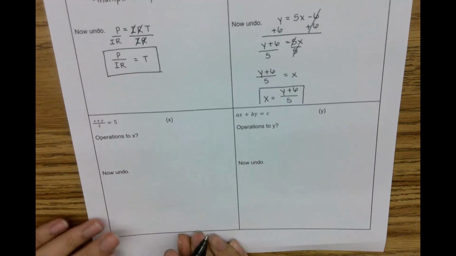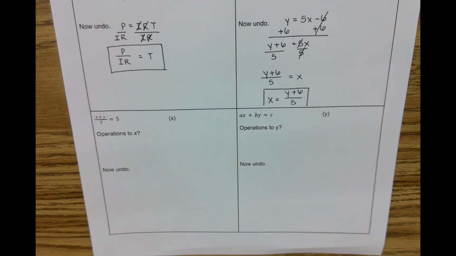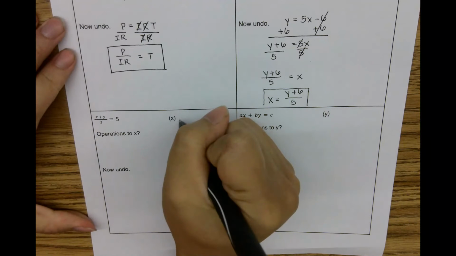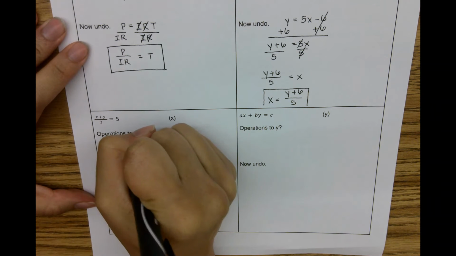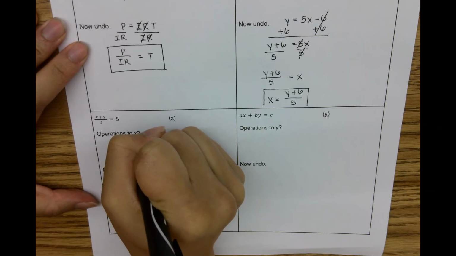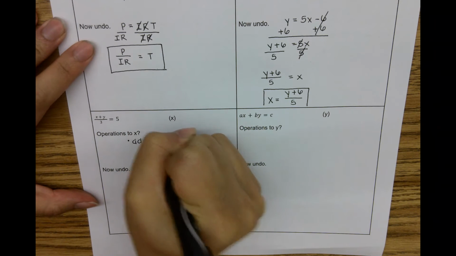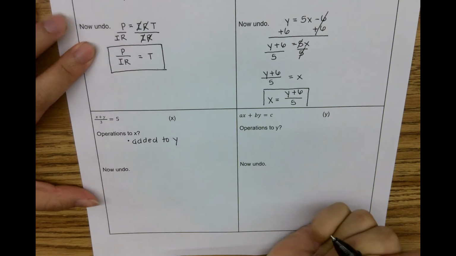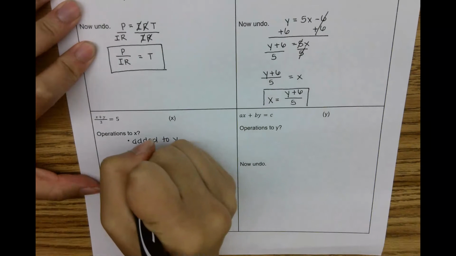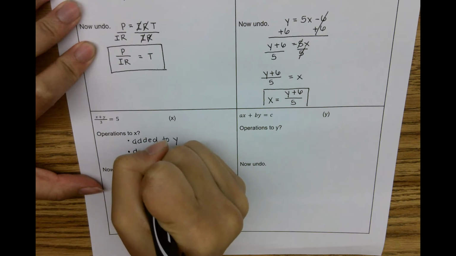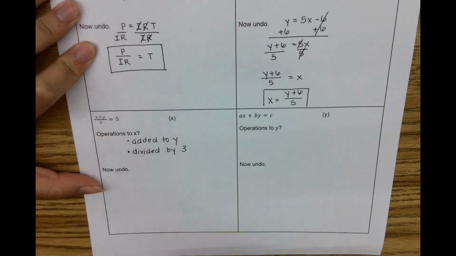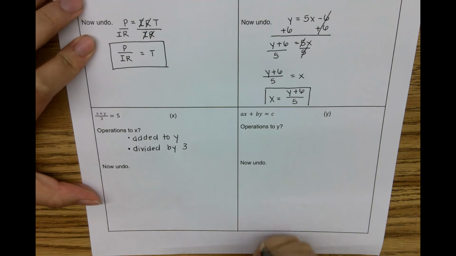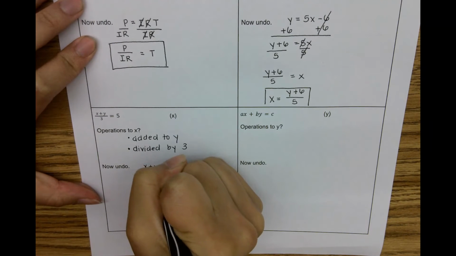Here we have x plus y divided by 3 equals 5. Again, here I'm solving for x. So let's talk about what operations are happening to x. One thing I see is that it is being added to y, or y is being added to it. And then another thing I notice is that we are dividing by 3. So in order to solve for x, all I have to do is do the opposite.